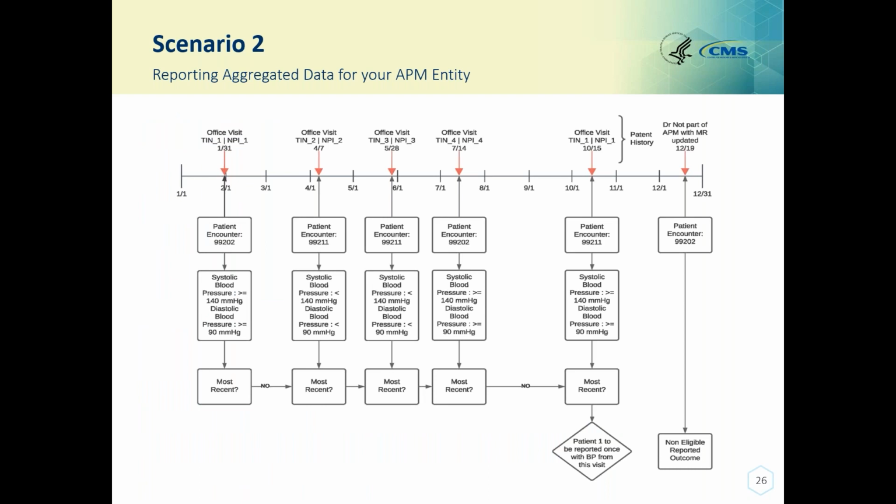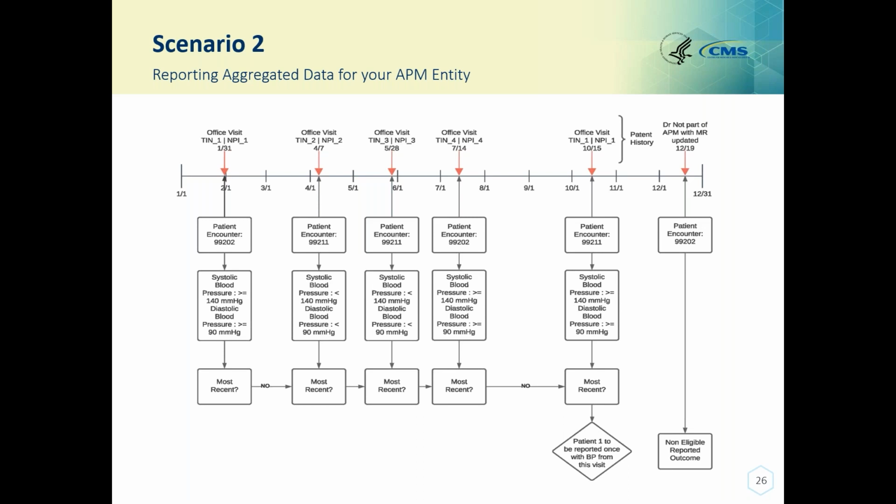Okay, so here, this is an example of a method in which the data should be reported. So you can see here that for this particular patient, there are 5 different patient encounters. 4 of the encounters occur within the APM entity. So the patient saw 4 clinicians that are participants in the APM entity and 1 that is not. So at each office visit, we capture the blood pressure. And as you can see, the one that is last in the APM entity is the one that should be reported. And so this means from a data collection perspective that data should be deduplicated prior to sending the data to CMS for reporting, because you would only report the one blood pressure measure one time, and it should be the most recent.